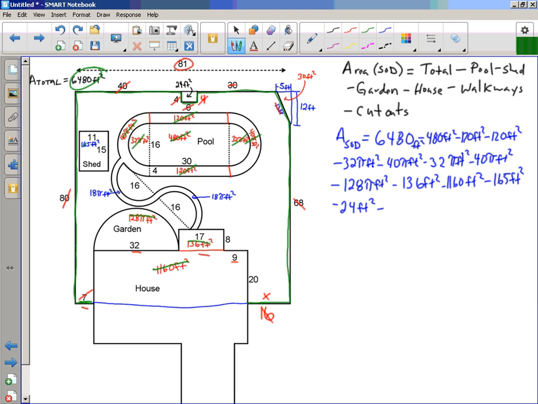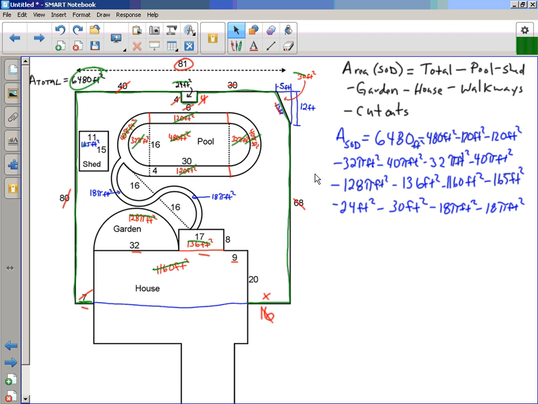24 feet squared minus 30 feet squared. So that's going to be that one and that one. What do we leave? Did we miss anything? Yeah, we did. We missed the walkways. Minus 18 pi feet squared.